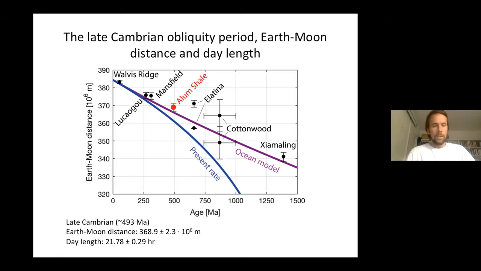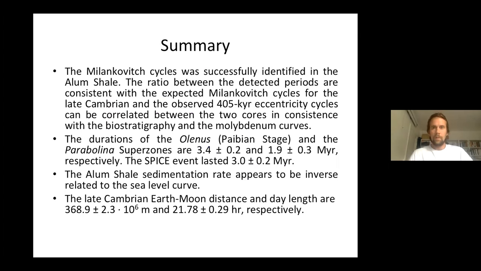So to summarize, we successfully identified Milankovitch cycles in the late Cambrian Alum Shale. The ratios between these detected periods are consistent with the expected Milankovitch cycles for the late Cambrian, and the observed 405,000-year eccentricity cycle can be correlated between the two cores and is consistent with the biostratigraphy and the molybdenum curves. We find that the duration of the Olenus superzone, which is equal to the Paibian stage, was 3.4 million years, and the Parabolina superzone was 1.9 million years, and the Peltura lasted 3 million years.